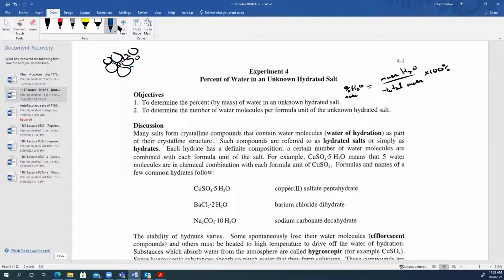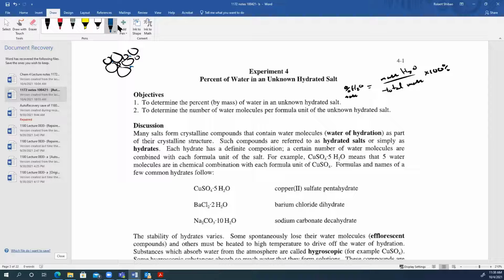But they can get water on the surface, though. Water molecules tend to stick to the surface of the crystal. It's different. Surface moisture is different than waters of hydration. To determine the number of water molecules per formula unit of the unknown hydrated salt.